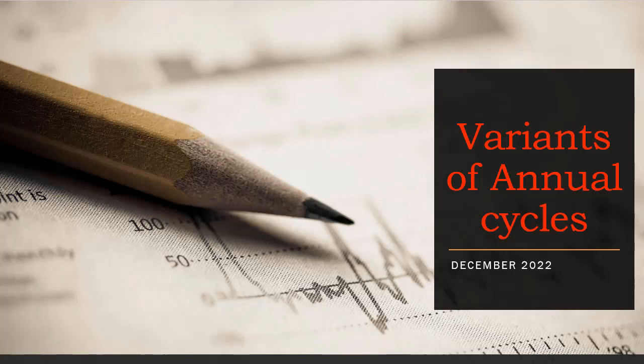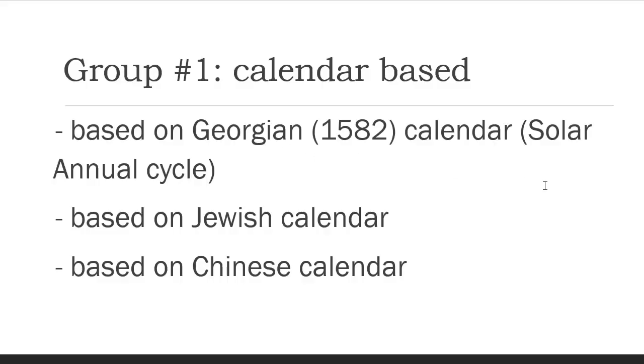I separated annual cycles in two groups. The first group is annual cycles that are based on a calendar, different calendars. The best known is obviously our calendar. Our calendar is the Gregorian calendar. It was invented in 1582. And this calendar is very close to the solar annual cycle. This is a cycle that is based on sun movement through different signs of the zodiac.